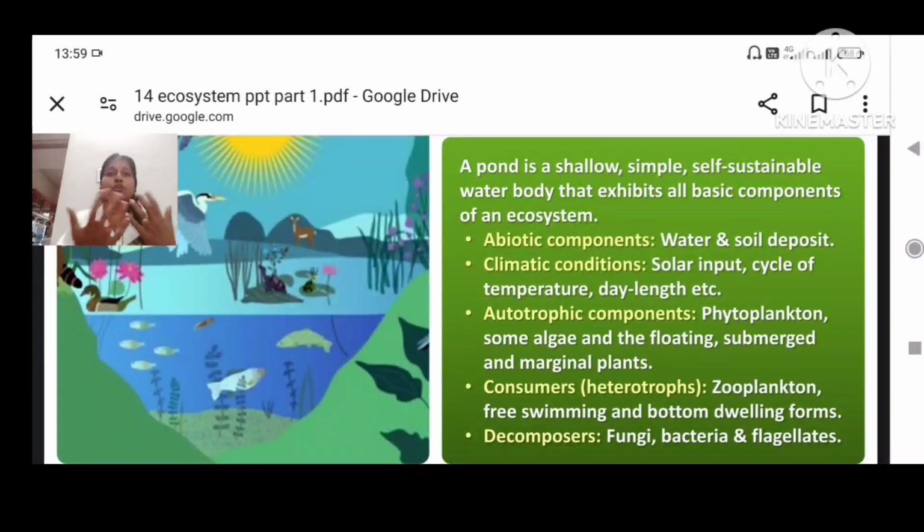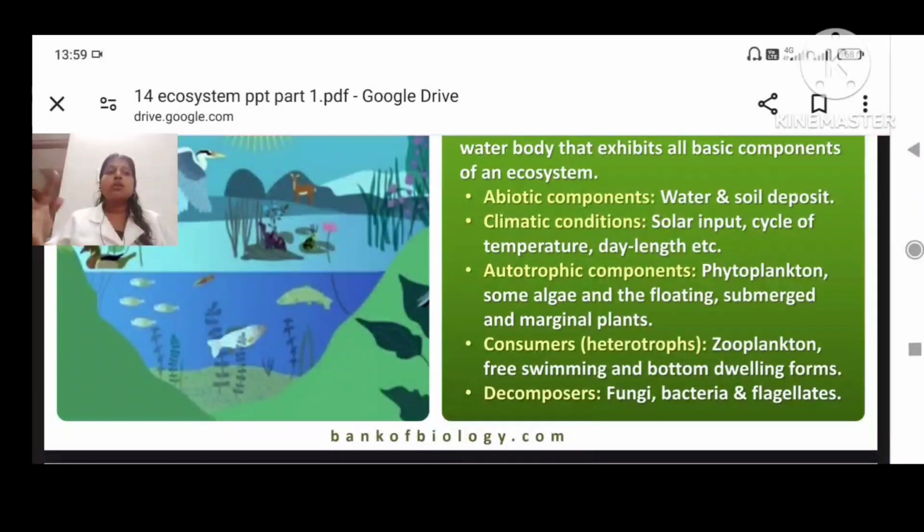Now moving on to consumers. Consumer means the heterotrophs, those who depend on plants directly or indirectly for food. We call them heterotrophs. So zooplanktons, free swimming animals, thereafter bottom dwelling animals, some crustaceans, all are coming under consumers. And the other one that is present every time is the decomposers.